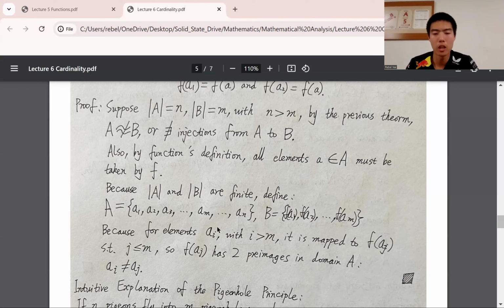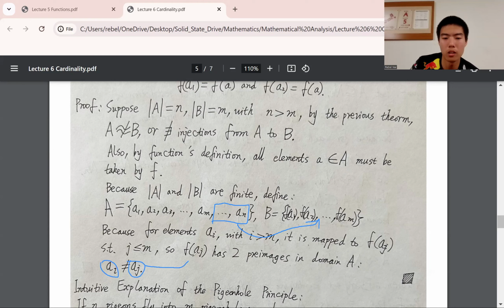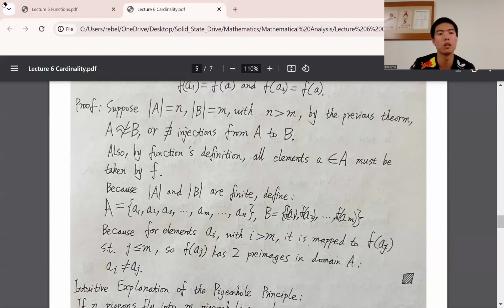For every element a_i with i greater than m, it must be mapped to some a_j with j from 1 to m. So f(a_j) has two pre-images: one is a_i, another is a_j, and they're not equal. Which means these two different pigeons must fly into the same hole. So this is the pigeonhole theorem, I think the most important theorem in cardinality study.